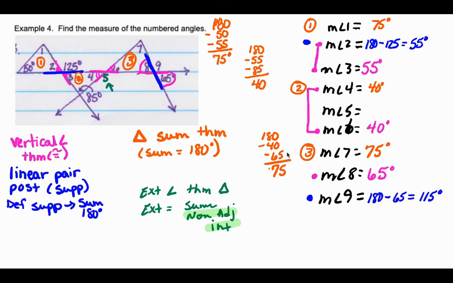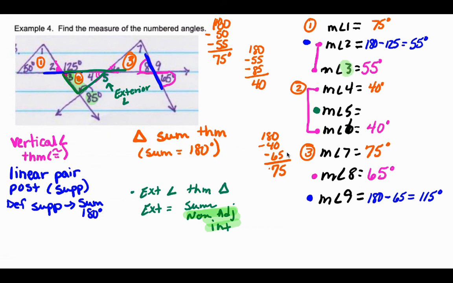Angle 5 is outside of triangle 2, so we can use our exterior angle theorem. We just need to make sure we know exactly what the non-adjacent interior angles are. So if angle 5 is on the right side, we go to the left side of this triangle, and we're going to use those two angles. So we're using angle 3 and 85.